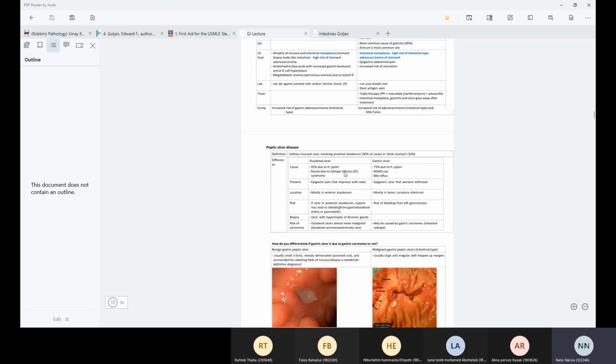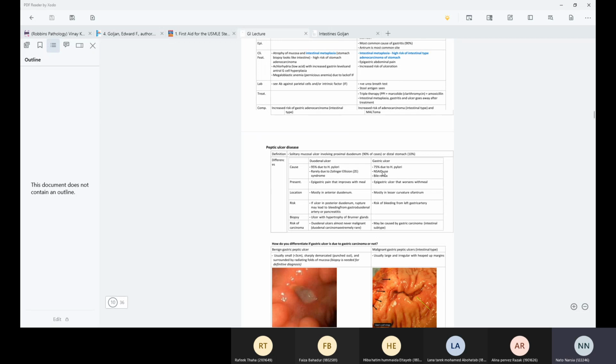You see, rarely due to Zollinger-Ellison syndrome. This is a neuroendocrine type of tumor of the pancreas, okay, neuroendocrine. And as you have gastrinoma, this is gastrinoma, and it leads to formation of duodenal ulcer, okay? That is second, very rare, actually. This case is rare, but you should know that it is one of the risk factors, okay? If a patient has Zollinger-Ellison syndrome, definitely you will have ulcers, but this disease itself is very rare.